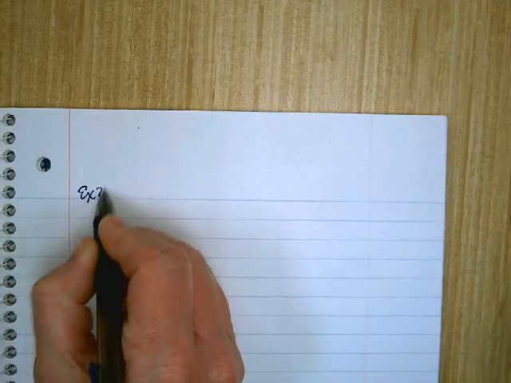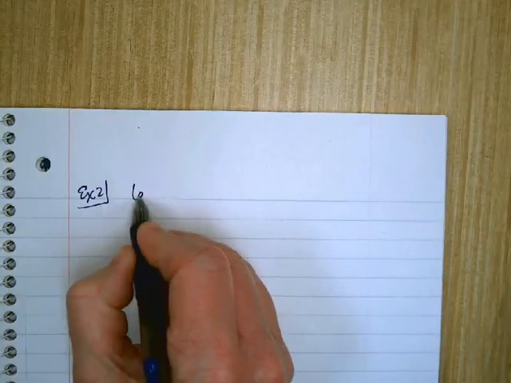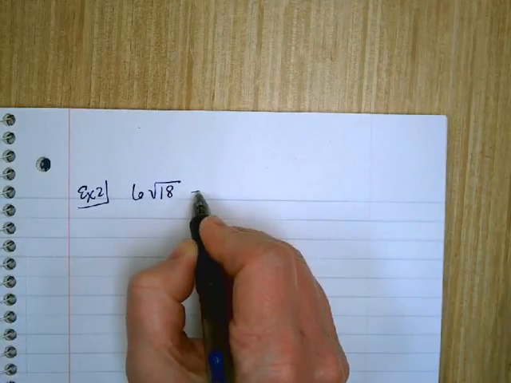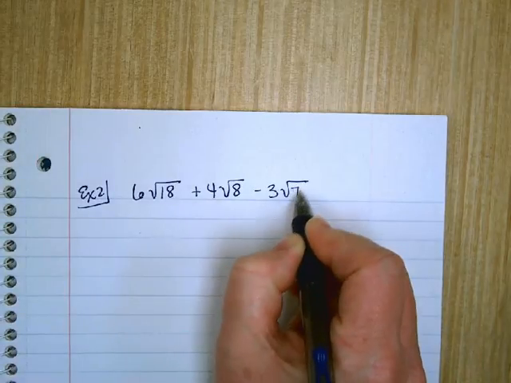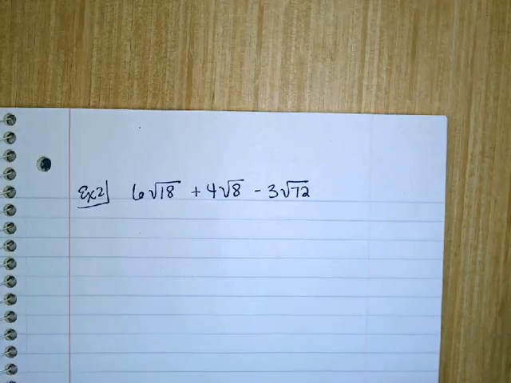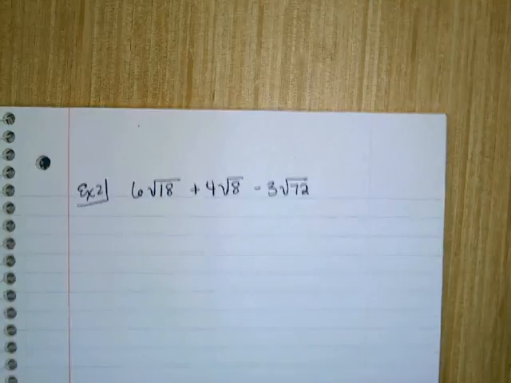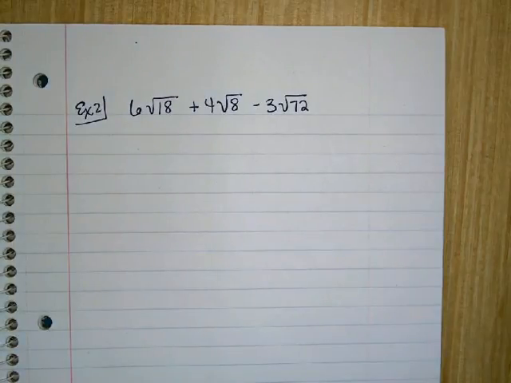Okay, next example. Example 2. 6 times the square root of 18 plus 4 times the square root of 8 minus 3 times the square root of 72. Do I have everybody's attention? Simplify and then see if there's anything you can combine. Right now, none of those radicals are the same, so you can't combine them. But maybe if you simplify, something will become a like term.